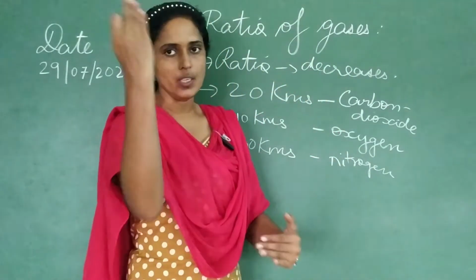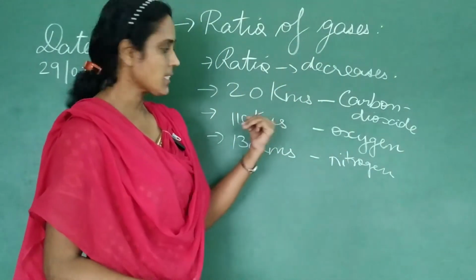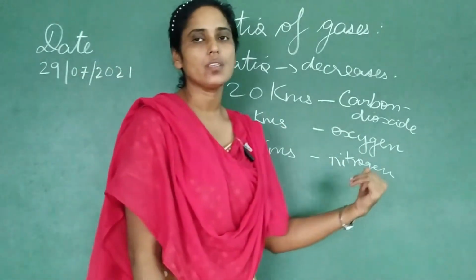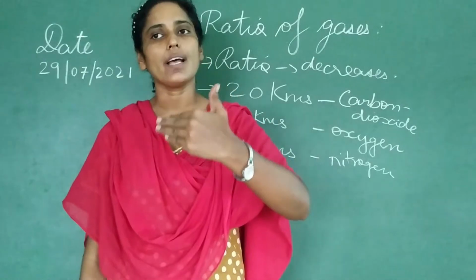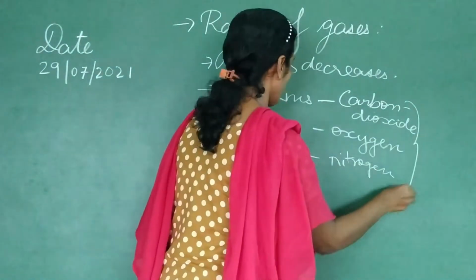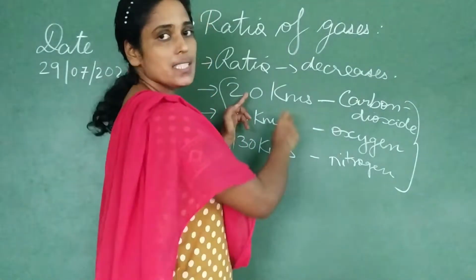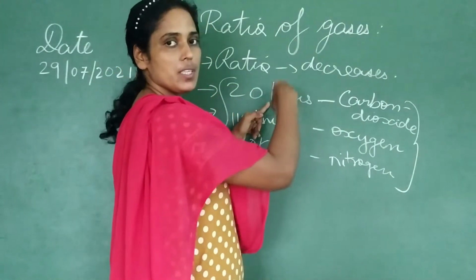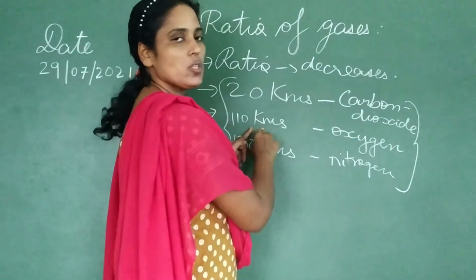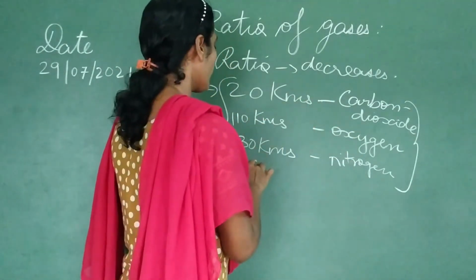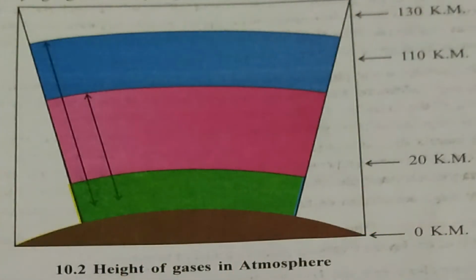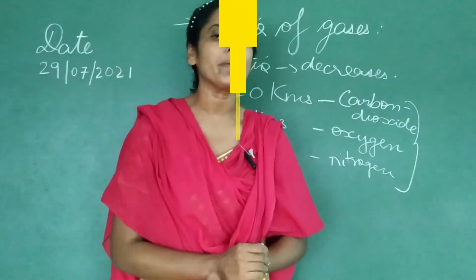After going upwards to the height of 20 kilometers, carbon dioxide, and 110 kilometers oxygen, and 130 kilometers nitrogen, what happens? These 3 gases decrease. That is what happens when you go upwards in the atmosphere. If you reach 20 kilometers above, carbon dioxide decreases. At 110 kilometers, oxygen decreases, and at 130 kilometers, nitrogen decreases.